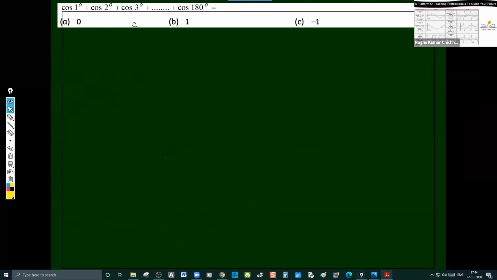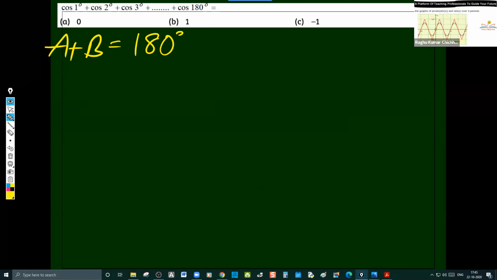Cos 1 degree plus cos 2 degrees plus cos 3 degrees and so on, plus cos 180 degrees. Just see this carefully. Now, I'll tell you a property here so that you will be comfortable and understand how that series can be simplified. What is that property? If a plus b is equal to 180 degrees, then a is 180 minus b.